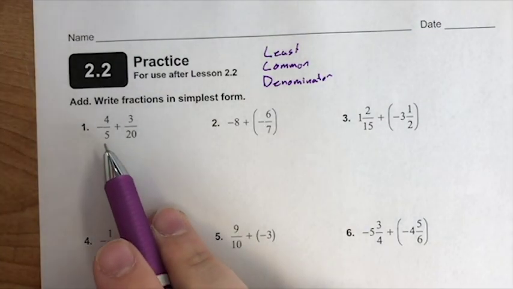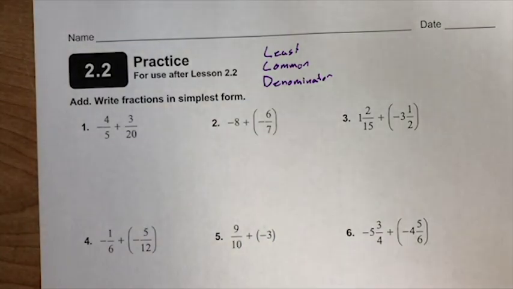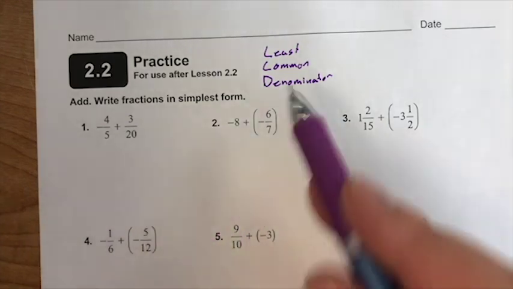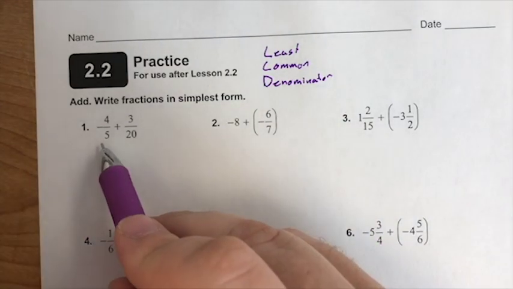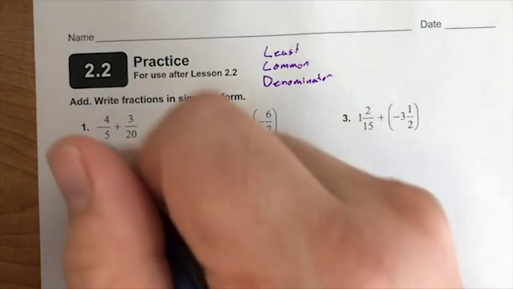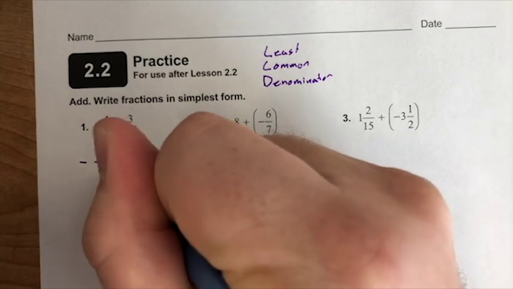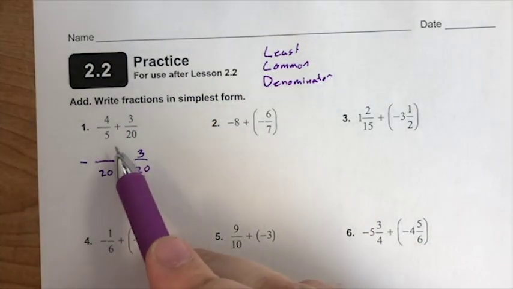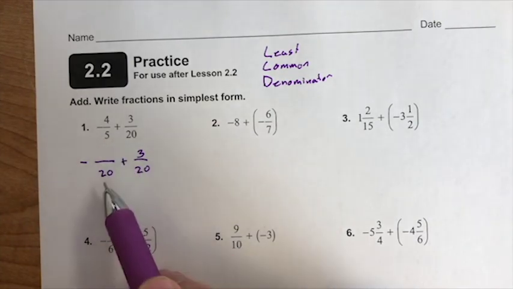When we look at the denominators here, I have a 5 and a 20. So I need to find a number that both 5 and 20 can go into. Well, this one's a really easy one. My least common denominator is going to be 20. So I'm going to put negative, and 20, plus 3/20 here. I'm going to change this 5 to a new denominator of 20.